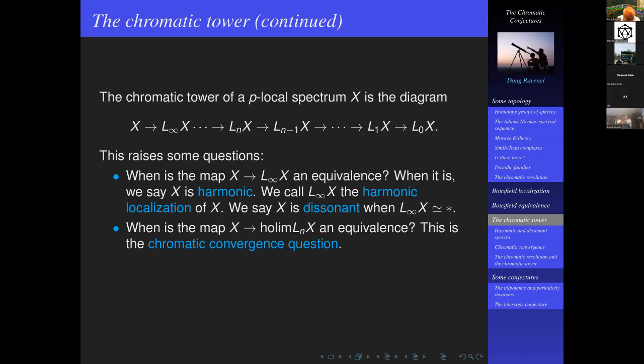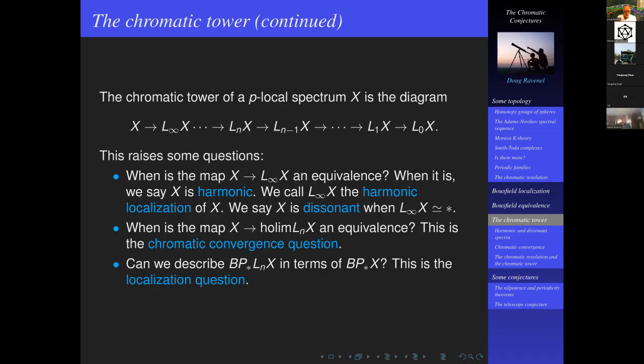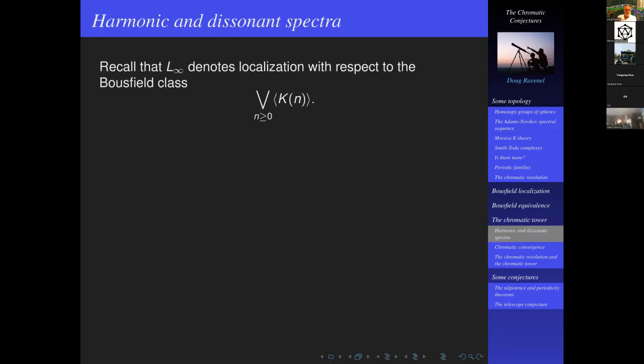So these are two adjectives that you can apply to a spectrum: harmonic and chromatically convergent, and it has to do with the behavior of X under these Bousfield localization functors. And another question is, can we describe the BP homology of Ln of X in terms of the BP homology of X? And this is called the localization question. Now, remember, L infinity denotes localization with respect to the Bousfield class of the wedge of all the Morava K theories.